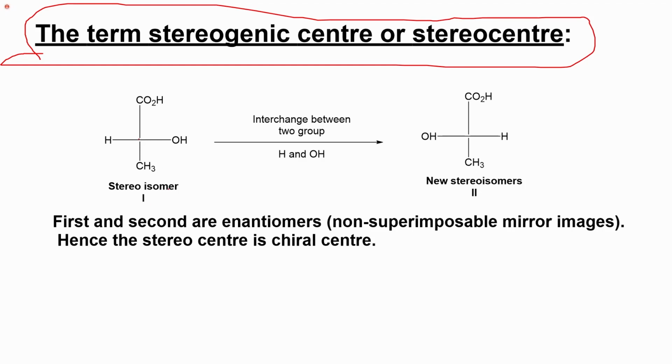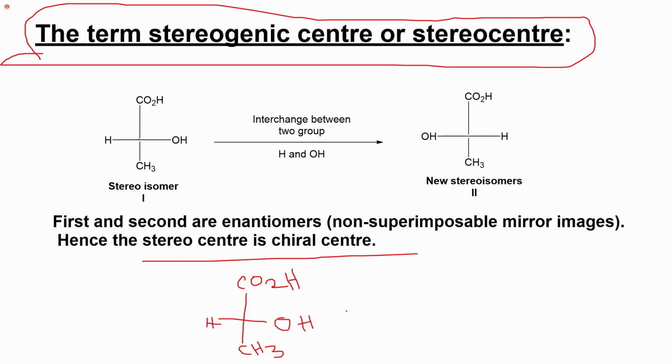Okay, now we'll give an example. Let's say we have taken one example, and we'll discuss it by drawing. The first and second are enantiomers, that is, non-superimposable mirror images. Hence the stereo center is the chiral center. Now let's say we have CH2OH, CH3, and here one hydrogen is present. Now if we interchange these two groups, OH and hydrogen: in this molecule, OH is on the right side and hydrogen is on the left side. Now OH will go to the left side and hydrogen will go to the right side. Then what will be generated?